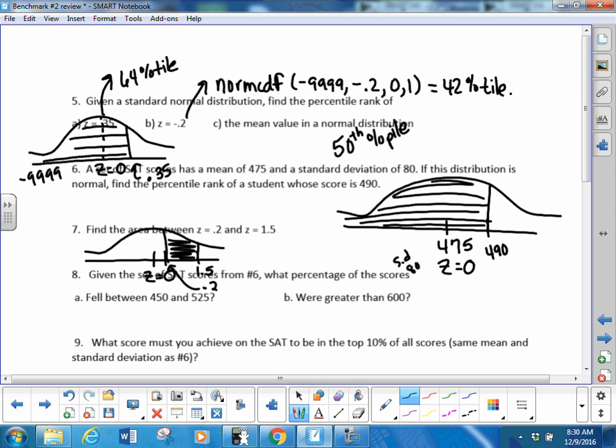Awesome. What would your mean be? 0. And your standard deviation? 1. Beautiful. Okay, and so if we type it in the calculator, I'm going to do just what you said. -0.2 to 1.5, 0 and 1. And anybody else get 0.55? Thereabouts? Okay.